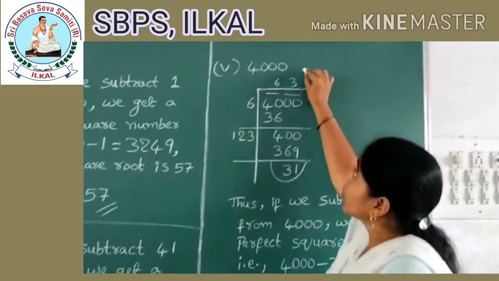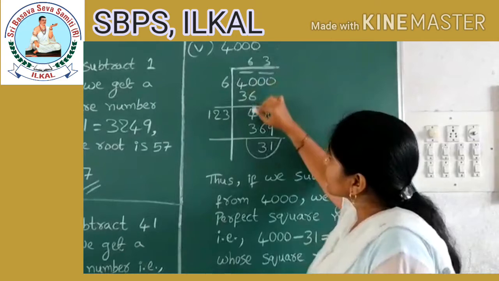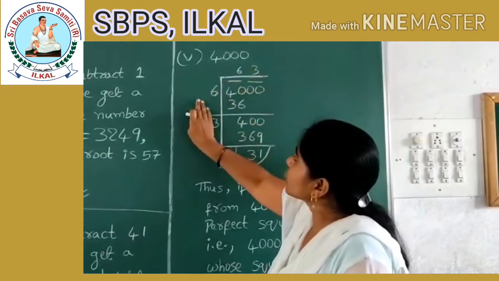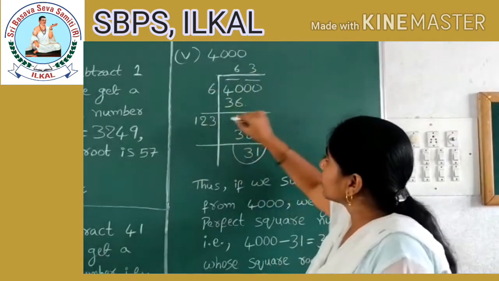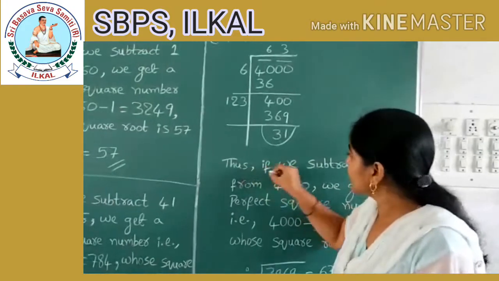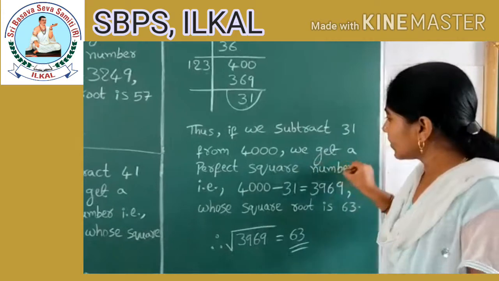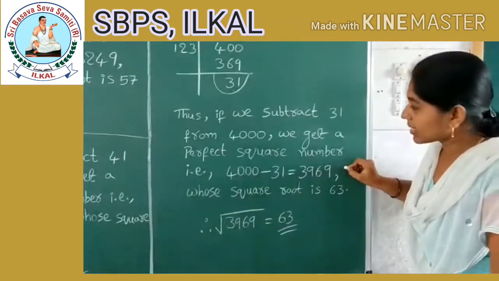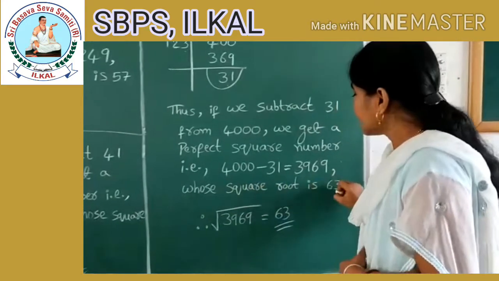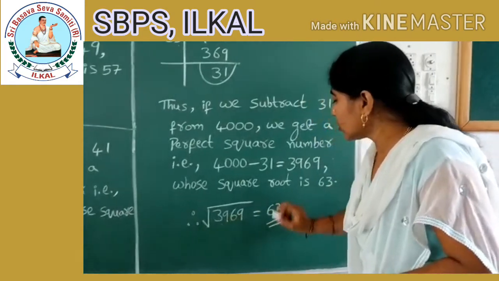Next question, 4000. 6 sixes are 36, children. 40 minus 36 gives 4. Next two digits we have to consider. 6 plus 6 is 12. Next 3 threes are 9. 12 threes are 36. Remainder is 31. Thus, if we subtract 31 from 4000, we get a perfect square number, that is 4000 minus 31 is equal to 3969, whose square root is 63. Therefore, the square root of 3969 is equal to 63.